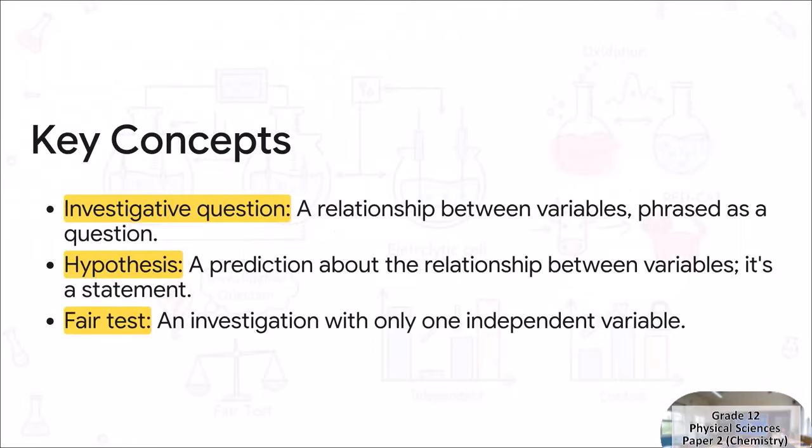And to wrap this section up, let's hit 3 key concepts for setting up any good experiment. First off, what's an investigative question? It's pretty simple, right? It's the question you're trying to answer. Next, what's a hypothesis? That's your prediction, your educated guess about what's going to happen, written as a statement. And finally, what makes something a fair test? What's the golden rule? You can only change one independent variable at a time. That's it. Get those locked in your head.